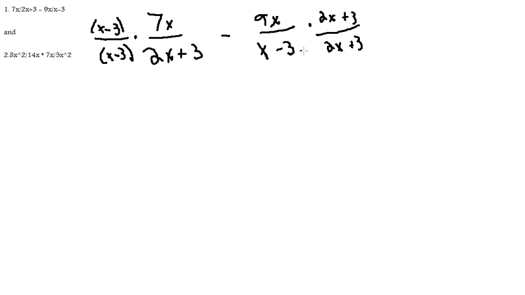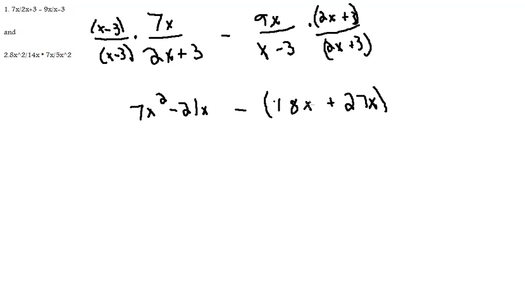The denominator stays the same, so we're just going to work with the numerator for a minute. We're going to distribute here. So we're going to have 7x squared minus 21x minus, and I like to put this in parentheses when you're subtracting, because we're going to distribute the minus next, 9x times 2x, that'll be 18x plus 27x.